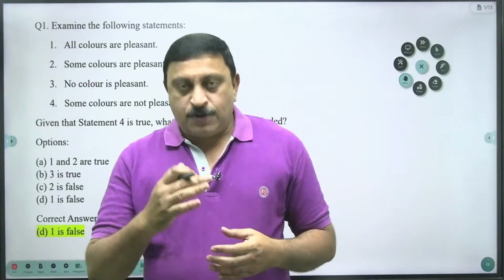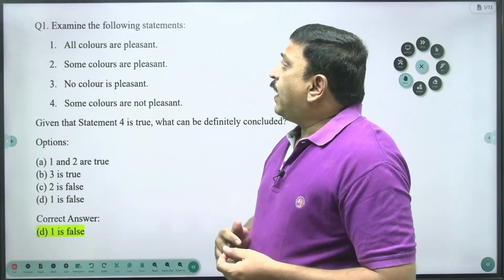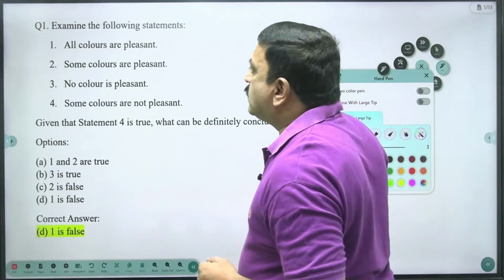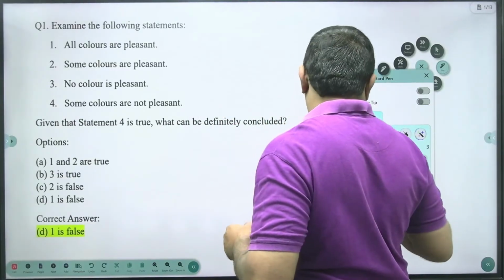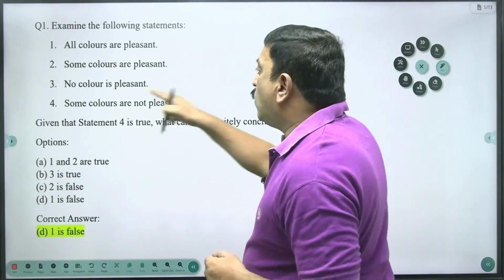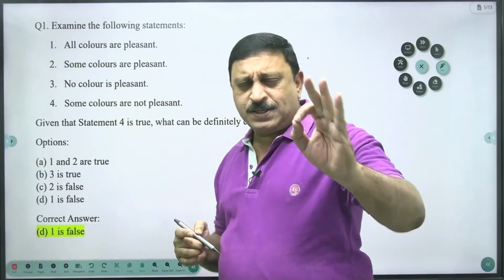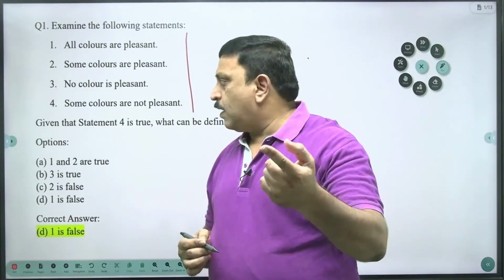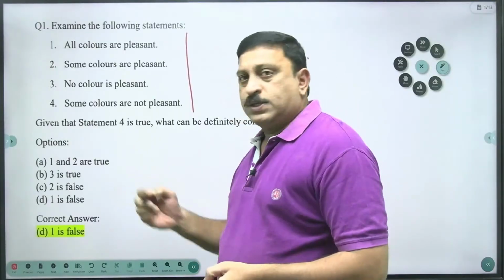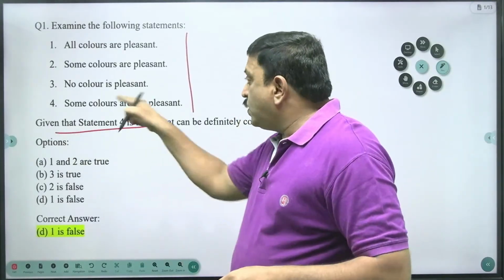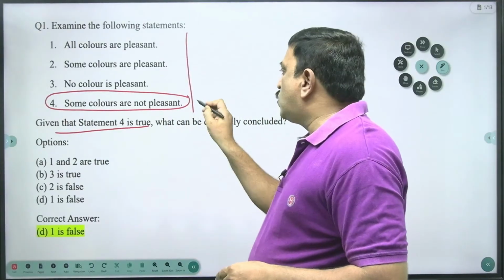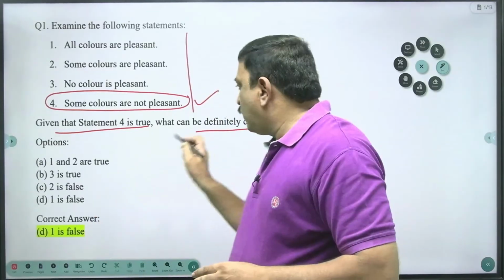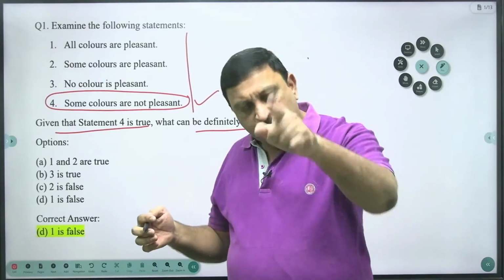See, the first question, just observe this one. Examine the following statements: all colors are pleasant, some colors are pleasant, no color is pleasant, and some colors are not pleasant. This is a beautiful question that UPSC has framed, and I think nobody knows how to interpret this one. Given that statement 4 is true, that is, if this is true, then what can be definitely concluded? The point is "definitely concluded". Even if you don't use "definitely", conclusion means definite only.